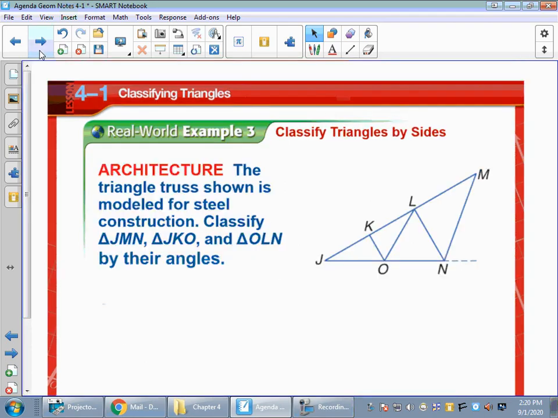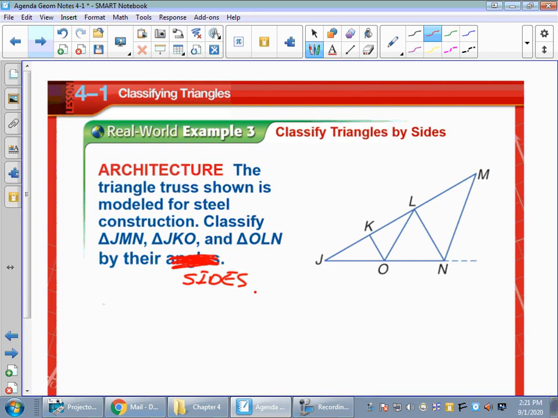The next question. All right, this one says to classify triangles by sides. And so that means we're going to have to cross this out right here and say classify it by their sides. There's a little typo in there. Okay, so this triangular truss shown is modeled for steel construction. So it's a little architecture problem for you. Classify these triangles, JMN, JKO, and OLN by their sides. So if you have to measure it, get a ruler and measure it, but I'll just trace these and let you do this on your own.